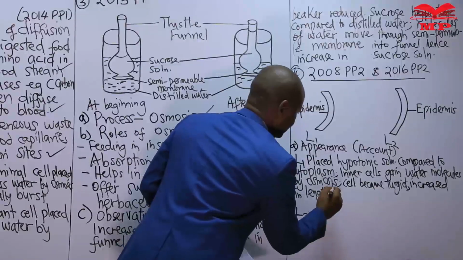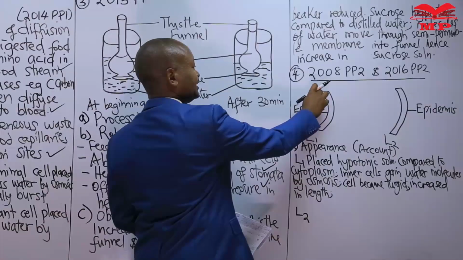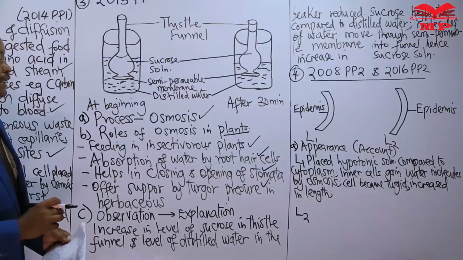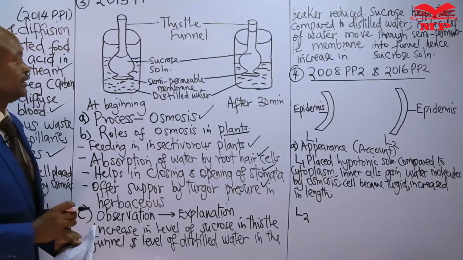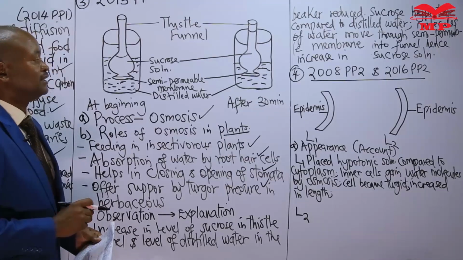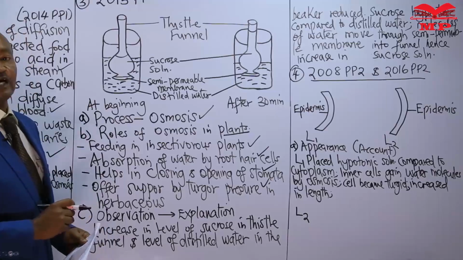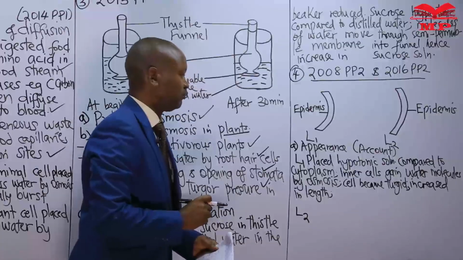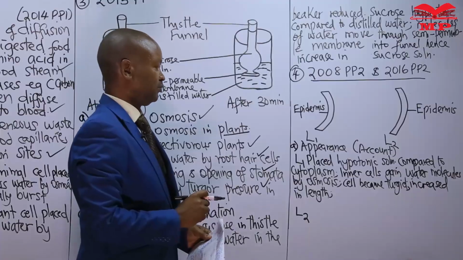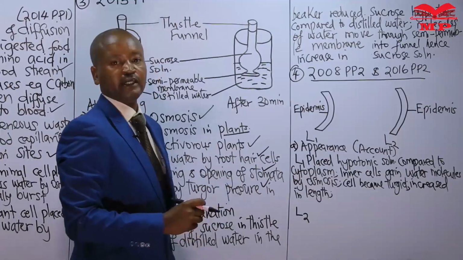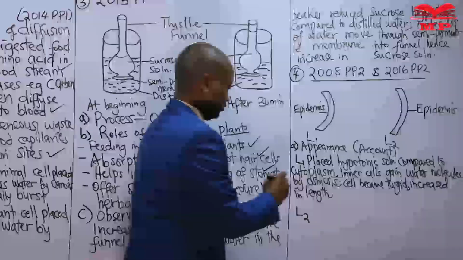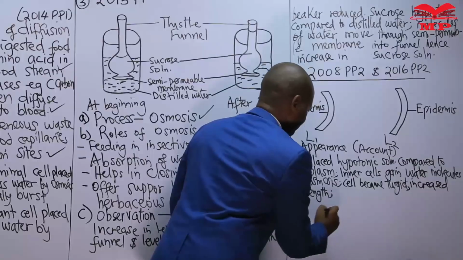Then you must explain why this side is shorter. It is shorter because the cells of the epidermis are waterproof, and they did not absorb water. They were not able to absorb water, so that's why they could not increase in size.